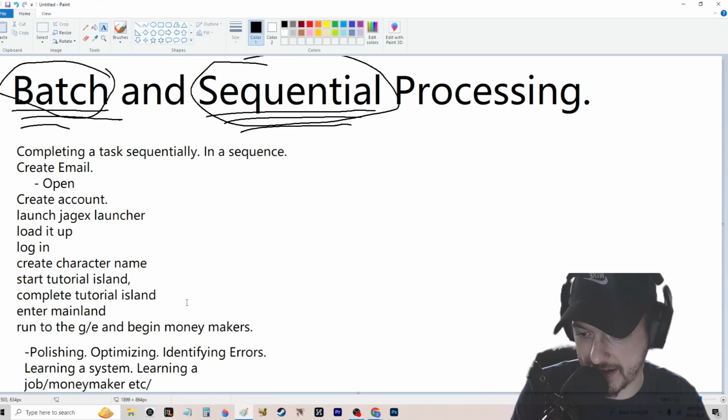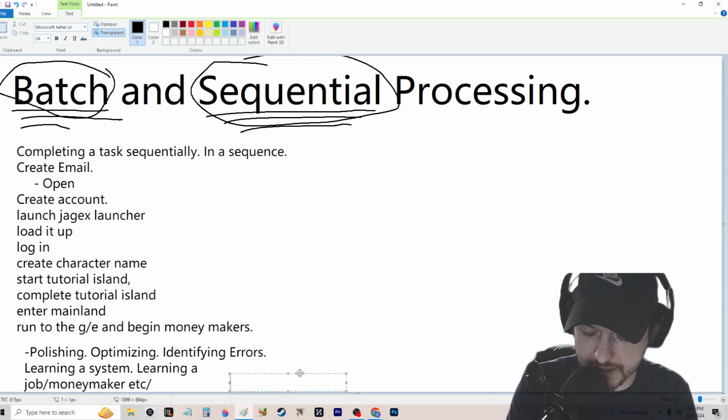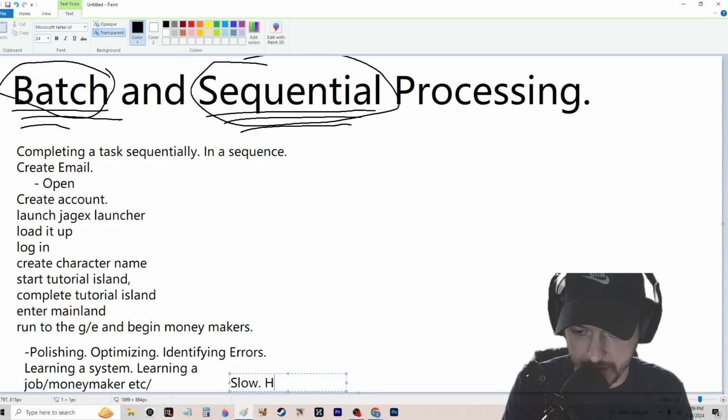So that's its advantages, and that's what you're doing it for. The disadvantages is that it's slow, and it's huge mental.